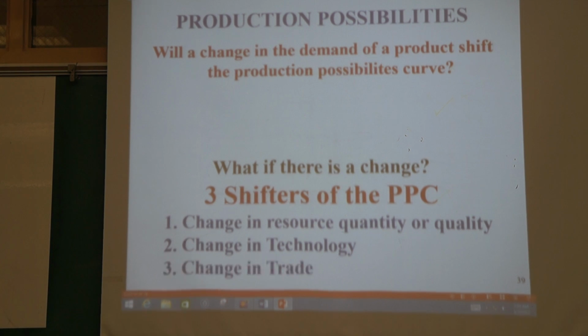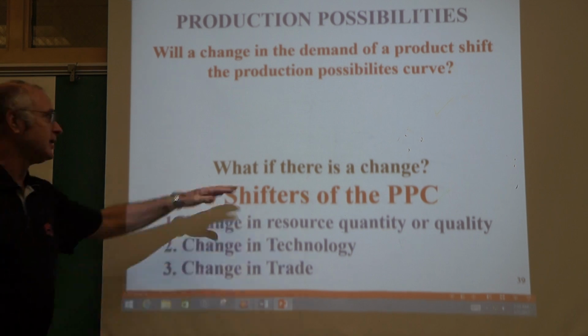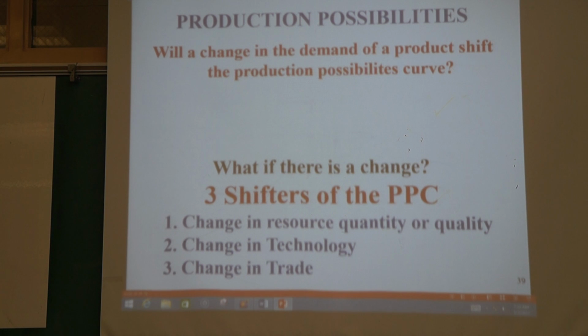And then change in foreign trade. The change in foreign trade leads into more consumption, not production. So it gives us more things available to consume because we're trading, but we can't produce more. So it's not a shifter. I just want you to realize it increases consumption, but not production. So it's not a shifter, but it increases consumption.